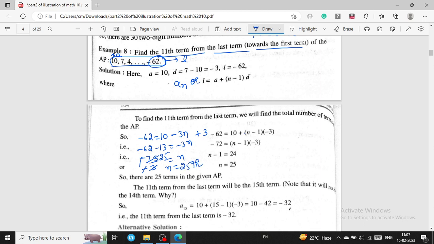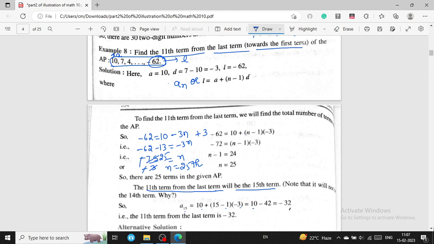Now the 11th term from the last term will be the 15th term. If the 11th term from the last term is the 15th term, what will happen? For finding this, a15 is equal to 10 plus (15 minus 1) times minus 3.